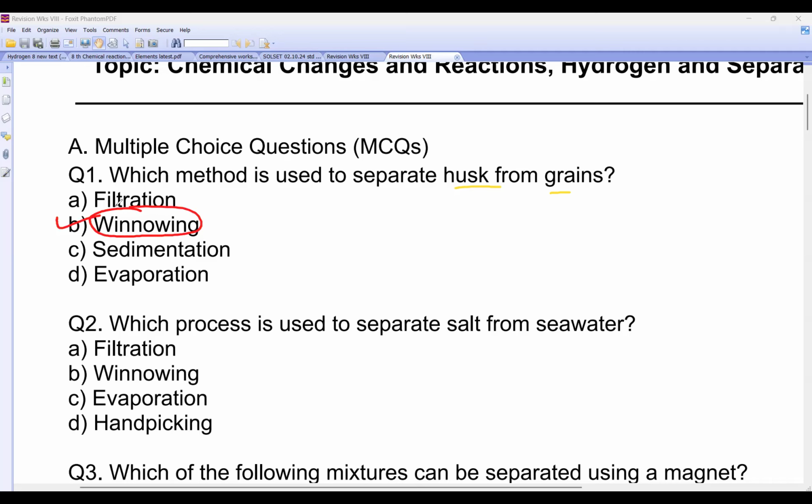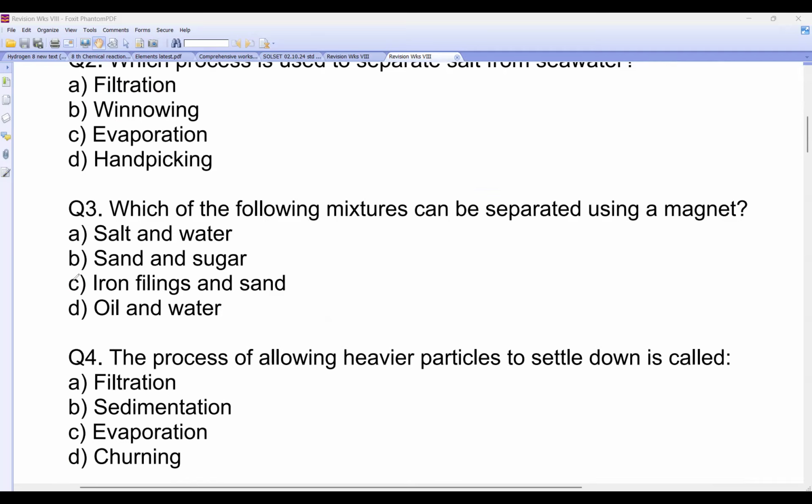Yes, sir. The process which is used to separate salt from seawater. What is it? Evaporation. Which of the following mixture can be separated by magnet? Iron and sulfur. Magnetic separation. The process of allowing heavier particles to settle down is called sedimentation.